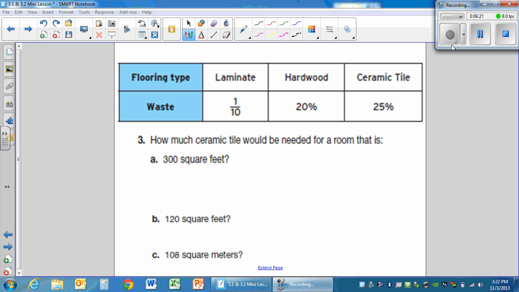Number 3 is using the same process that we used with numbers 1 and 2, except this time it's talking about the ceramic tile. You need to go through and answer questions 3A, B, C, and D, and then when you're done, press play to check your answers. Here are your answers for number 3. Check to make sure that you have the correct answers, and if you don't, make sure you go back to rework your problems and figure out what you did wrong.